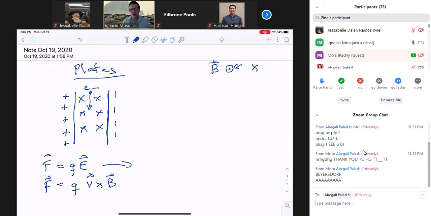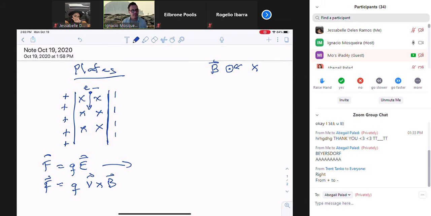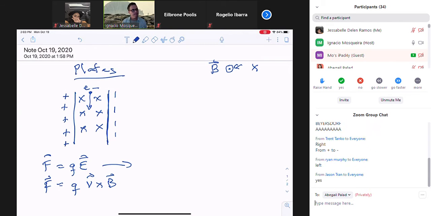Anyway, in which direction is the electric field here? Up, down, left, or right? Can somebody put it in chat? Trent says to the right. Does everybody agree with to the right? Ryan says left.